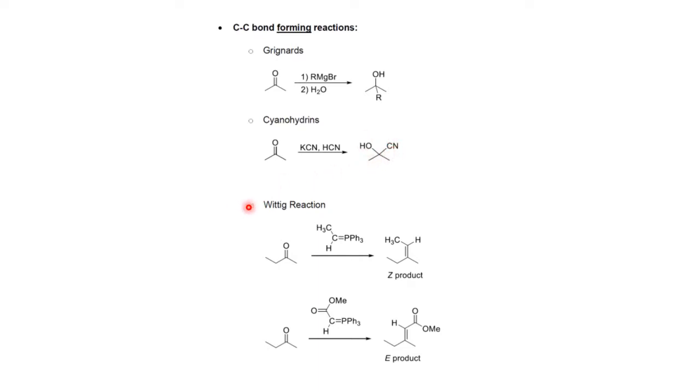Then we also went over the Wittig reaction, and I've just put a summary of the different types of products that can come from the Wittig reaction. However, just as a reminder, we will be forming products that do not have the E or Z configuration, so you don't need to worry about being able to predict one versus the other.